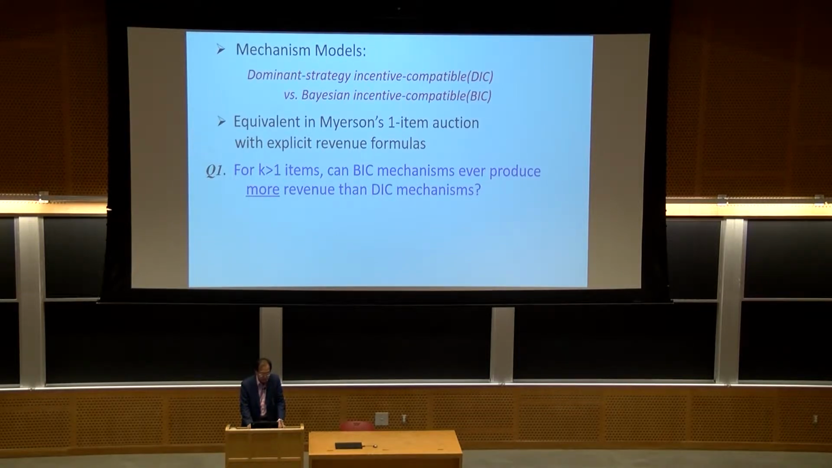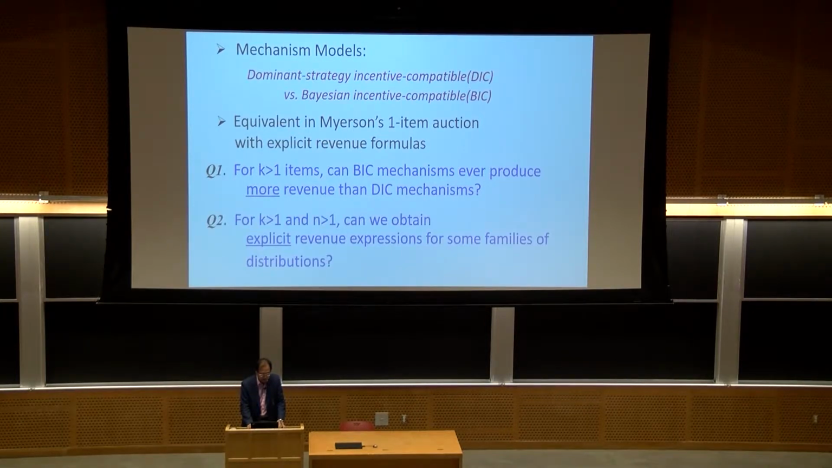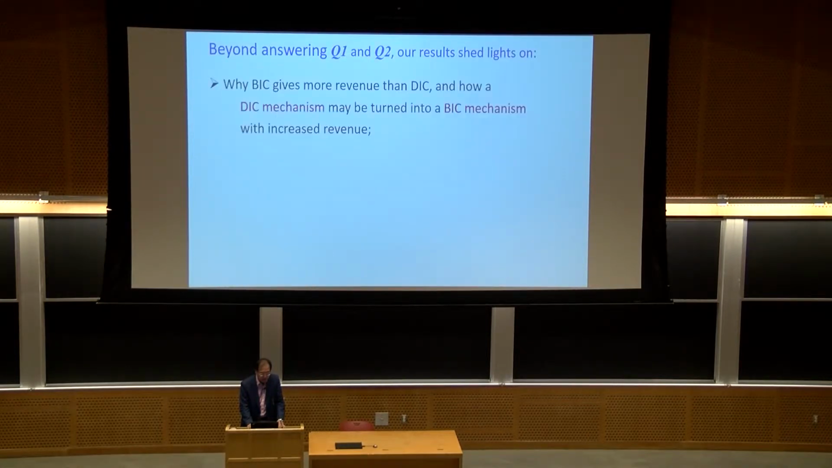the multi-item case. Question number one is, if you have more than one item, can BIC mechanisms ever produce more revenue than the dominant strategy mechanisms? And a related question is, in this circumstance, if you have more than one item and more than one buyer, can you obtain explicit revenue expressions for some interesting family of distributions? And in this talk, we are going to give an answer that is yes for both questions. And moreover, we're going to get some insight upon the difference between the dominant strategy and the Bayesian incentive compatibility.